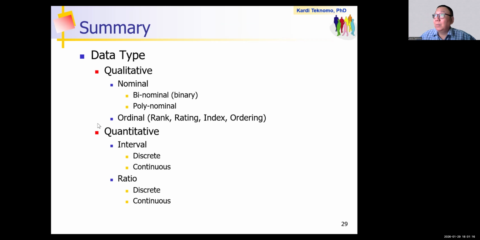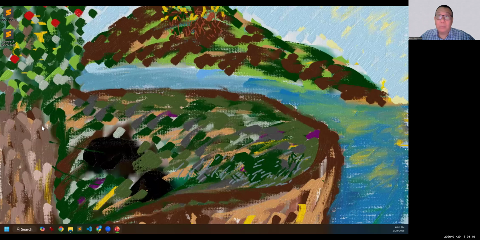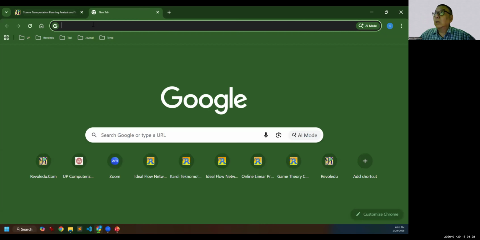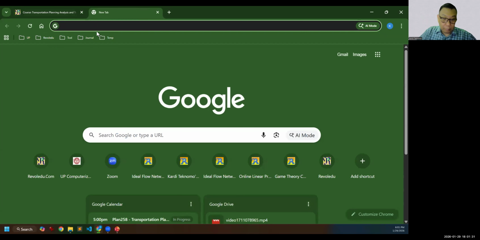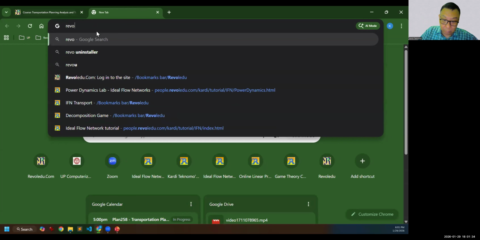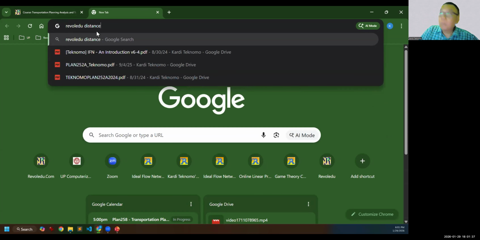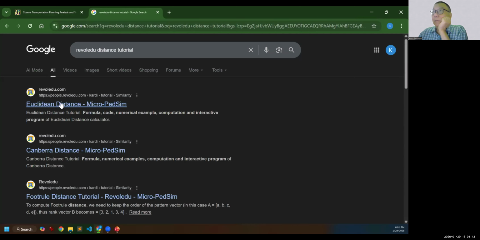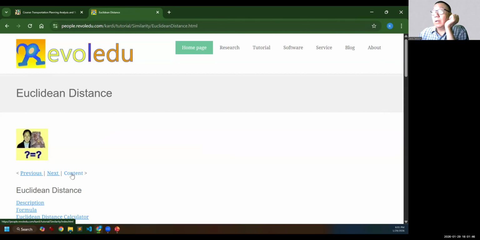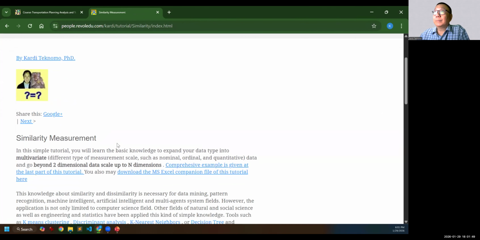So in brief, I want to introduce you to the Refoleto distance tutorial. Okay, so here it is. Let's go to the content. I made this tutorial a very long time ago.